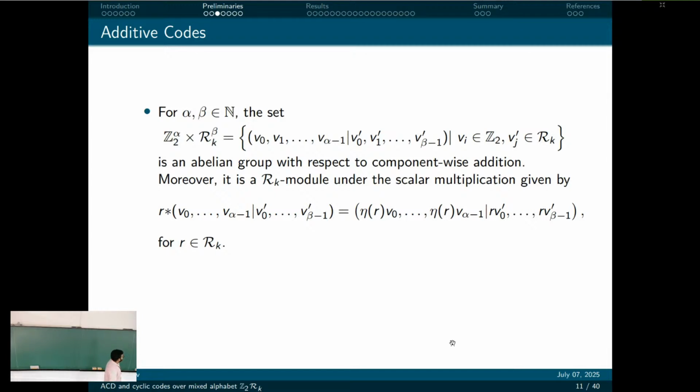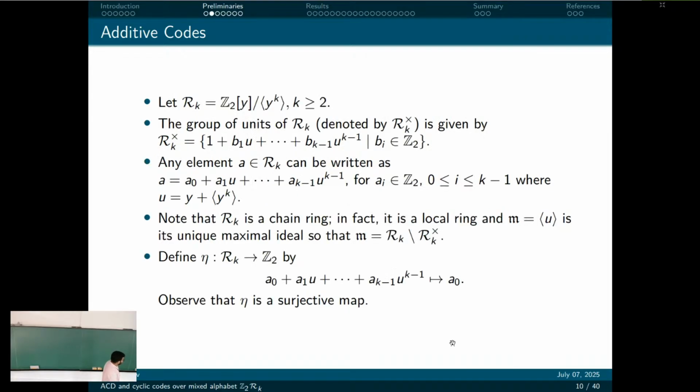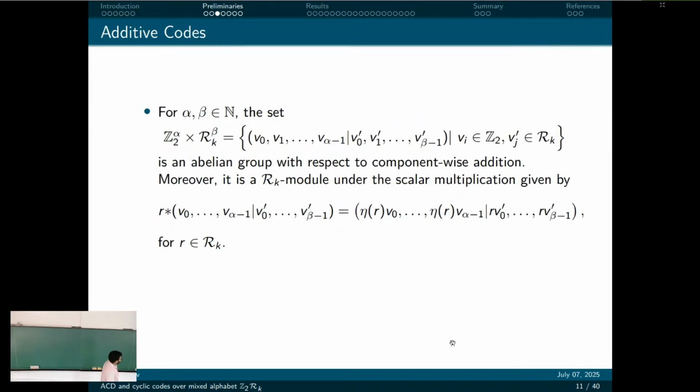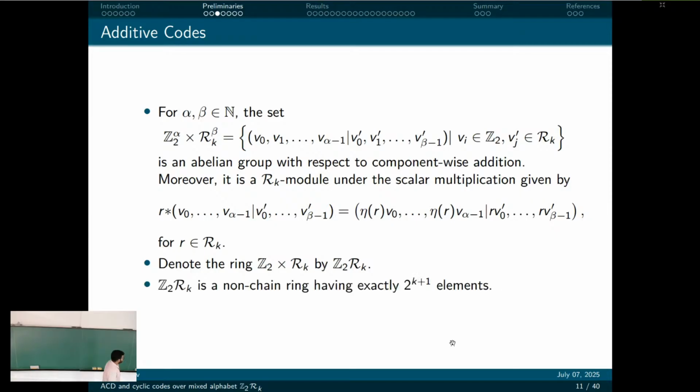So let alpha and beta be two natural numbers, and then this set Z2^alpha cross R_k^beta contains these types of tuples. This is an abelian group with respect to component-wise addition. And also, if we define a scalar multiplication, where we take any element r from R_k and define the scalar multiplication like this, where eta is the map we have defined earlier, then this set is an R_k-module. So we denote this ring Z2 cross R_k by Z2R_k, and this is a non-chain ring.